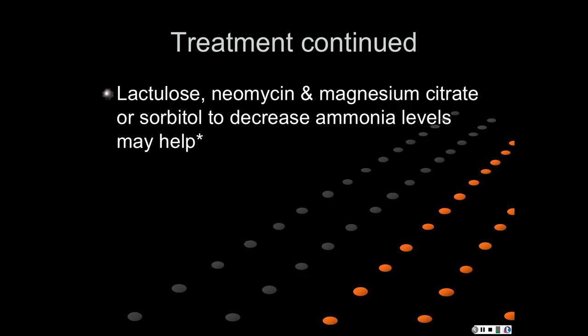And other drugs that can be used, mostly these are given to decrease ammonium levels: lactulose, neomycin, magnesium citrate, or sorbitol. Lactulose, sorbitol, they are sweet. Okay, but basically what they do, they're going to cause diarrhea, and that causes excretion of ammonia with the stool.